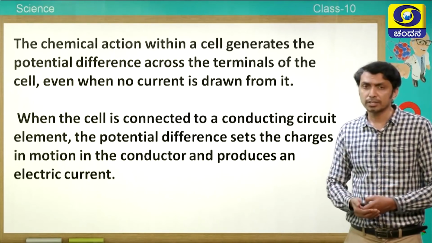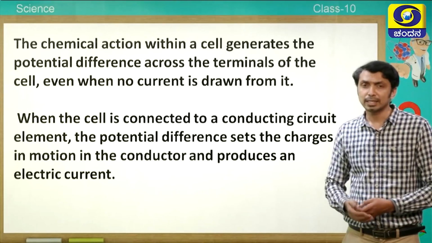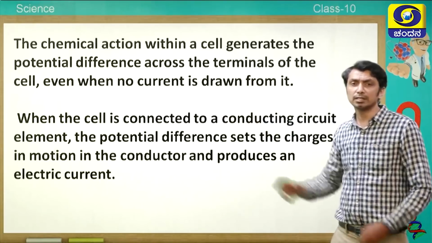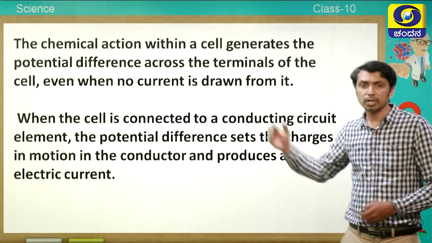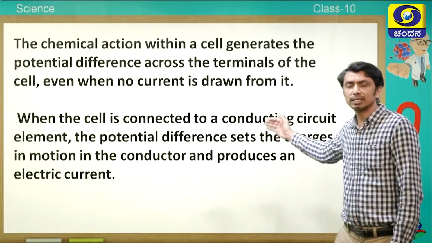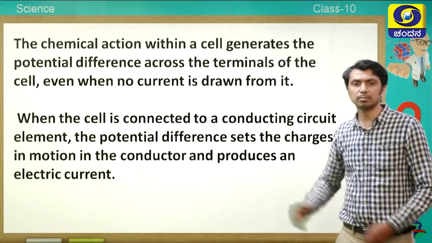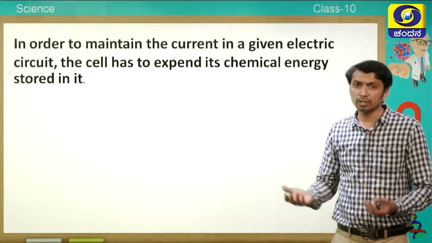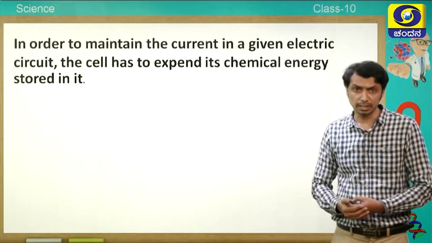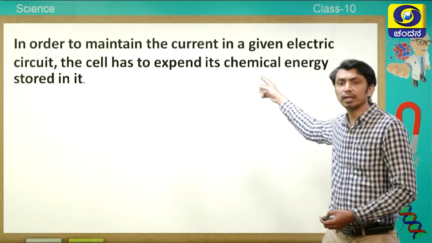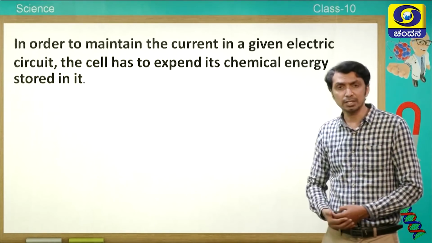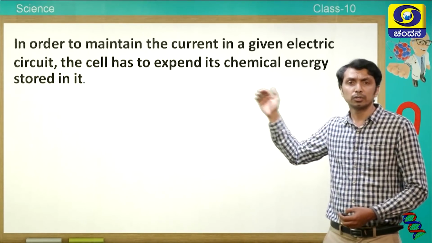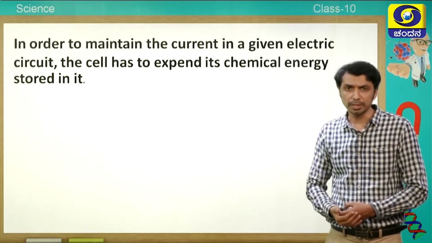In this circuit where we use an electric cell, the potential difference is generated by the chemical action inside the cell. Because of it, the charges in the conductor are set in motion and an electric current is produced. In order to keep the current flowing inside the conductor, the cell should keep on expending its chemical energy to make the charges keep moving.